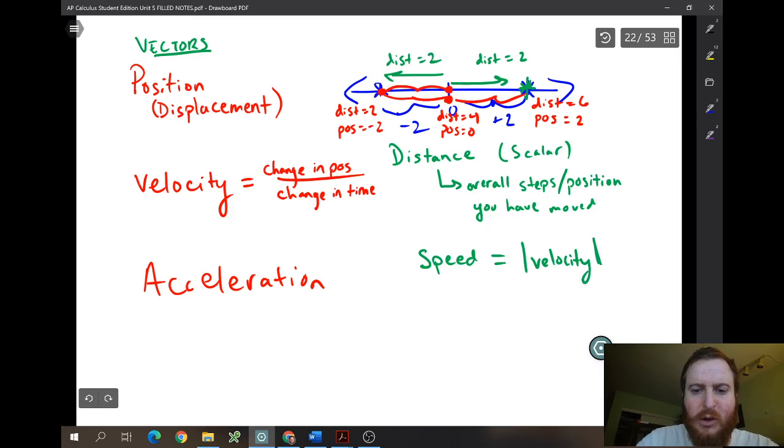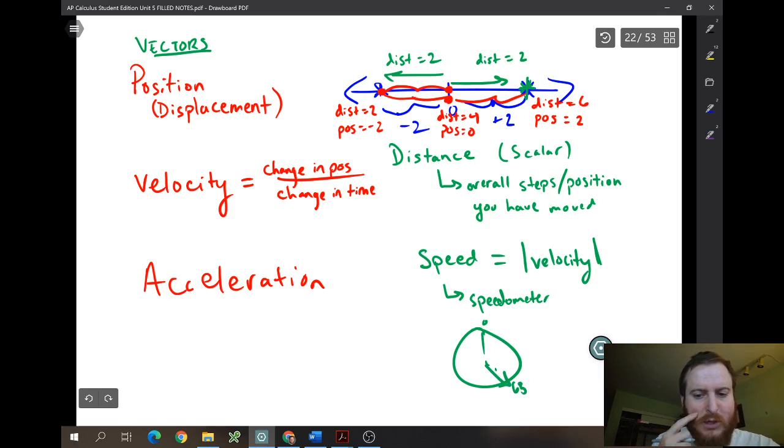So this, you would see on your speedometer, right? That's in your car. They call it a speedometer. If you go 65 miles per hour in reverse, it's just going to read 65. If you go 65 in reverse or in forward, it'll still go to 65. It doesn't matter. But your velocity is different. You're going 65 forwards or you're going 65 backwards.